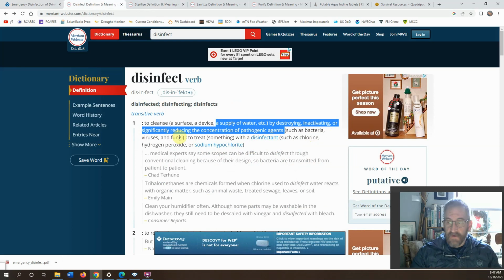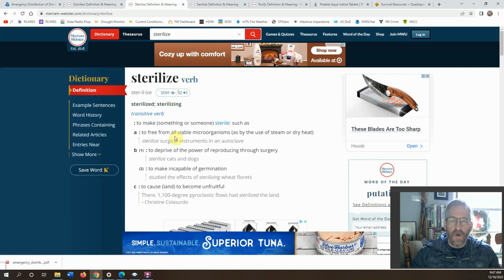So people often say, I'm going to sterilize my water. You're not really doing that because sterilization is a process that requires you to use steam or dry heat. In a lab such as ours, we use an autoclave. So it's pressure and steam over a period of time, which actually sterilizes. They do the same thing with any autoclave in a hospital or whatever.